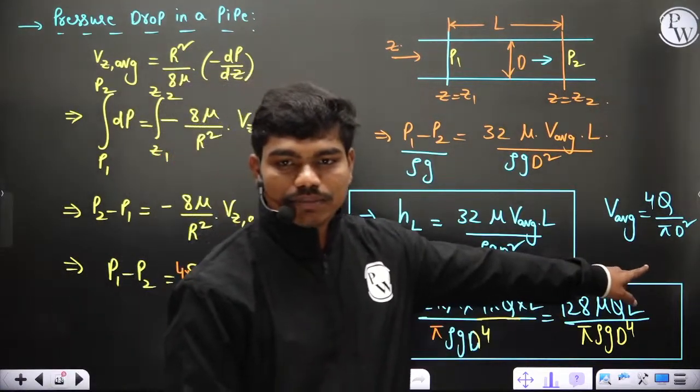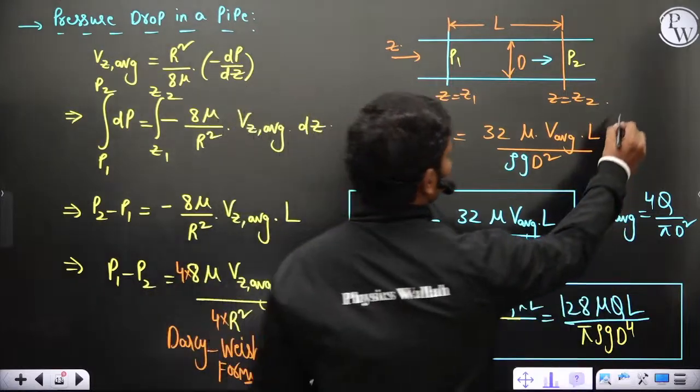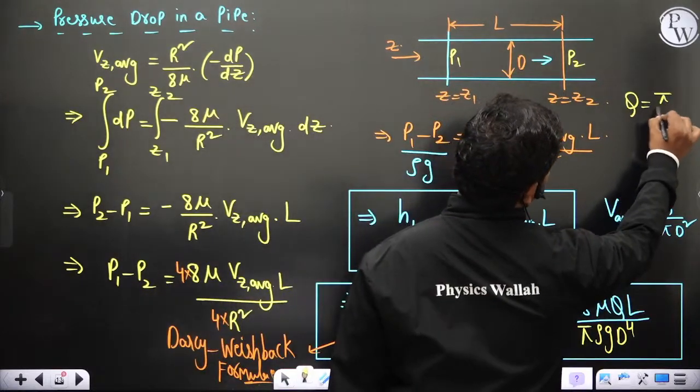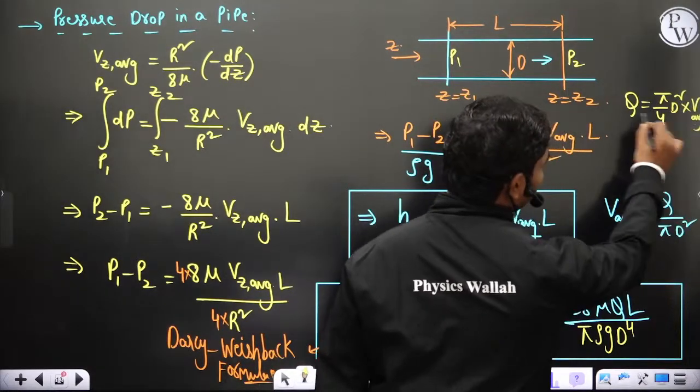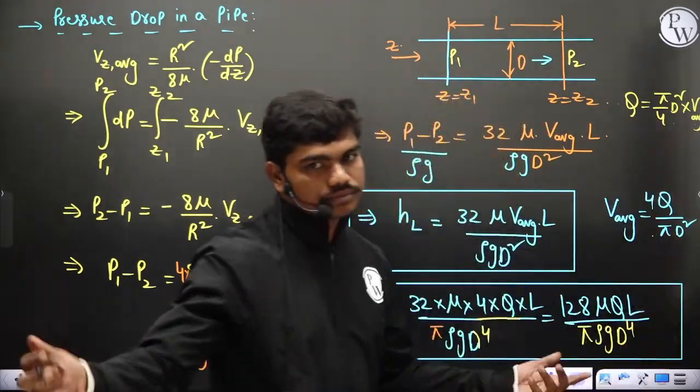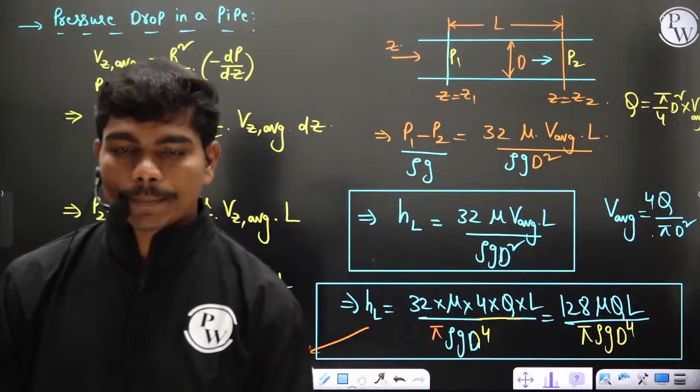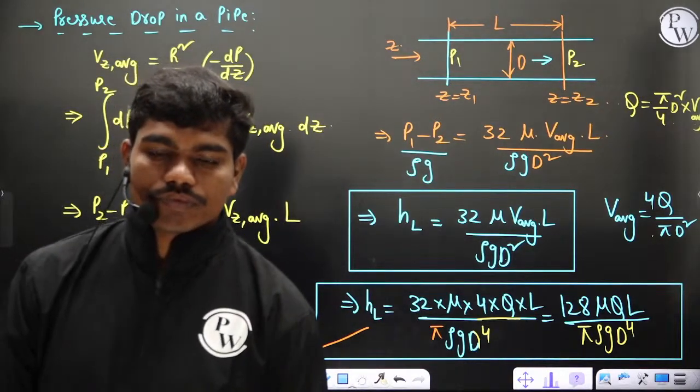V average expression, please tell, sir. Clear. Discharge is equal to flow area, which is the cross section of the pipe, into average velocity. That's it. So V average is equal to 4Q by pi d square. That's it. Okay. Fine.